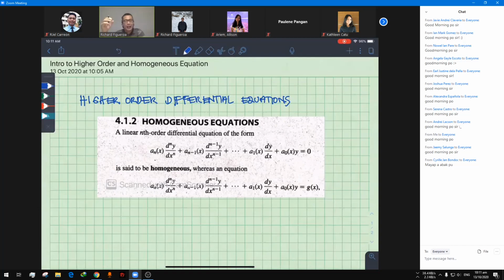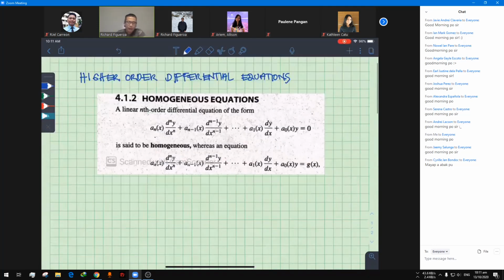However, if a certain equation involves a function plus the derivatives plus another function, that is considered a non-homogeneous differential equation. So what do I mean? For example, in the given equation shown on your screen, a sub n of x multiplied by the nth derivative of y with respect to x, and then the derivative decreases until it is just multiplied to the y function, and then that is equal to 0. In that case, that is considered homogeneous.